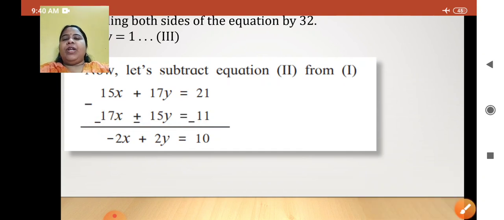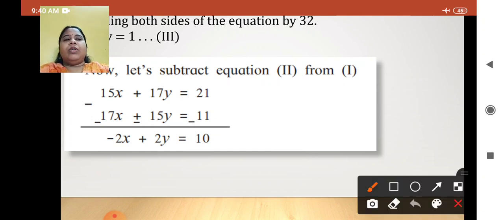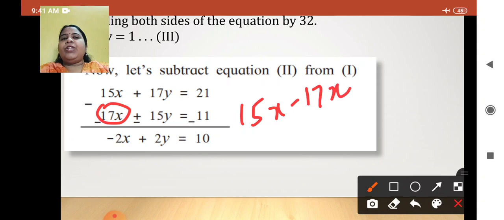After this, see what will happen. It's 15x minus 17x. This 17 is no longer plus now, 17 has become minus now. So 15x minus 17x, how much? It's 2. 17 minus 15 is 2. But since 17 is a greater number with a minus sign, it will be minus 2x. This is what we have got here.